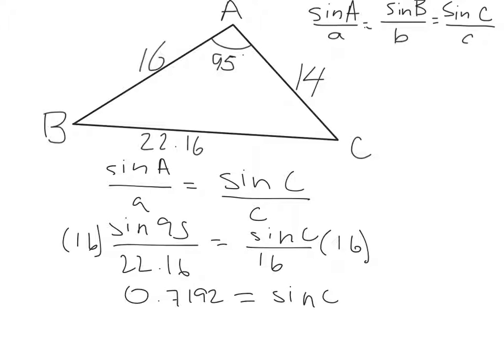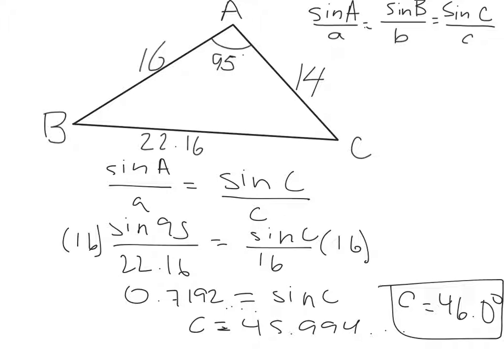Obviously it's an interminable number, it keeps on going, 0.7192 and so on. Then we have to find the inverse sine of that, which is equal to 45.994, and it keeps on going, but since it's an angle, we have to round it. My bad, since it's an angle, we have to round it to 1 decimal point. It's going to be 46.0 degrees. That will be our final answer for angle C.